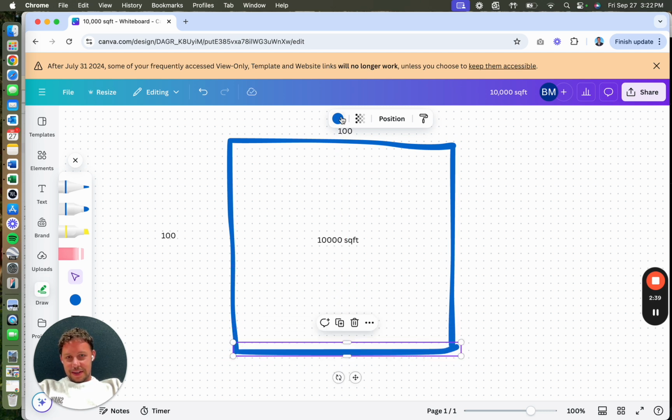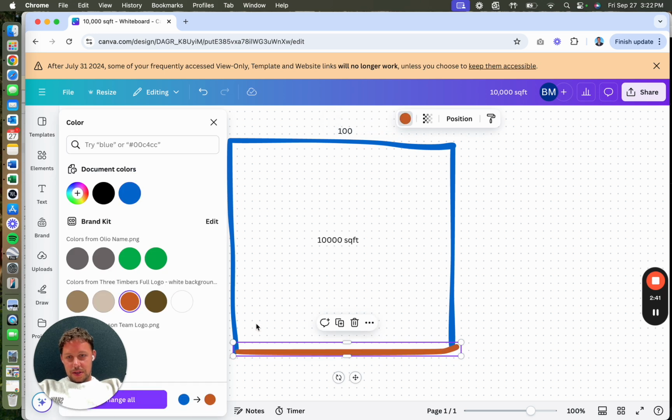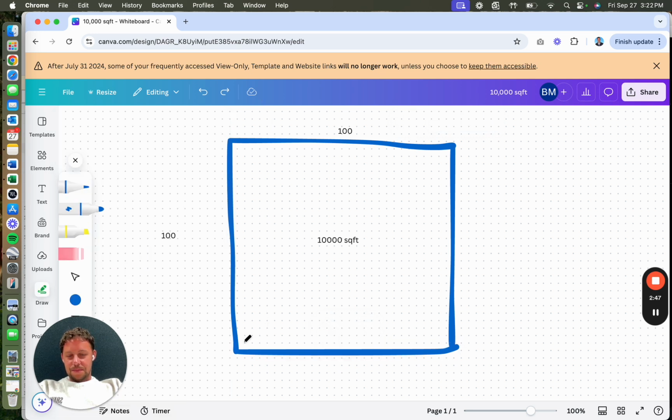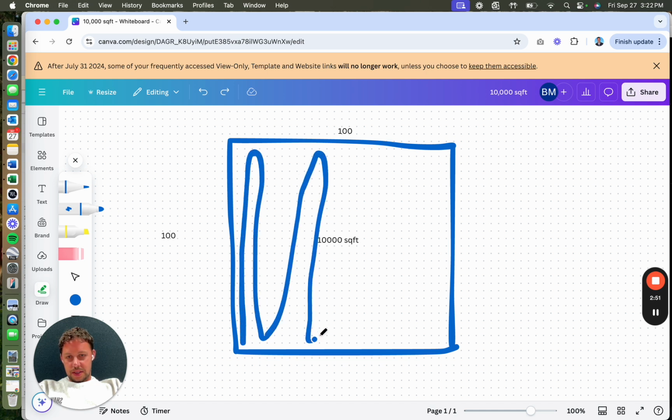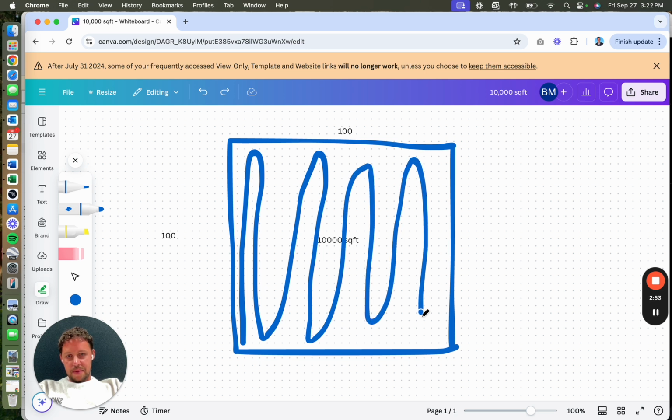Goodness, let's do a different color. Oh, guys, this is a difficult thing. All right, so we got on a mower and we just went up and down, up and down, up and down, and we timed it.